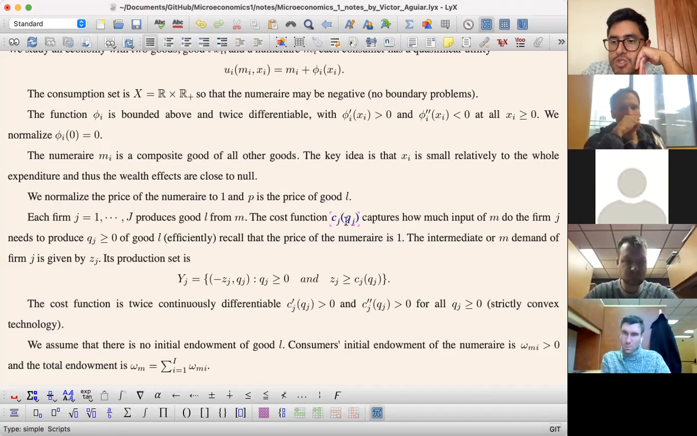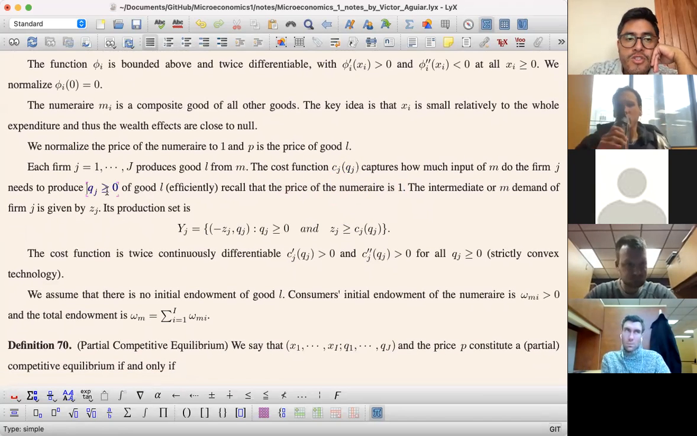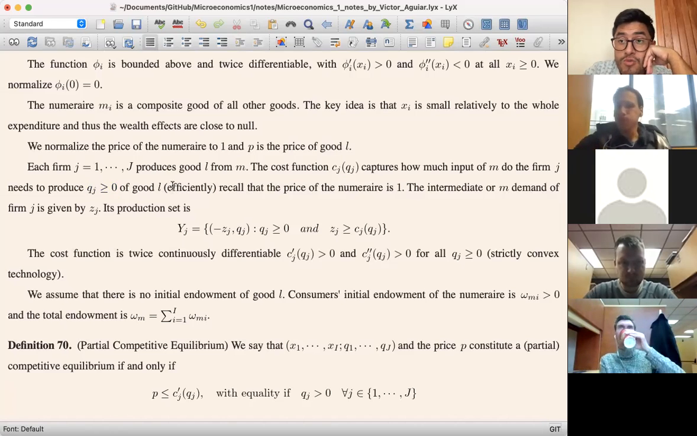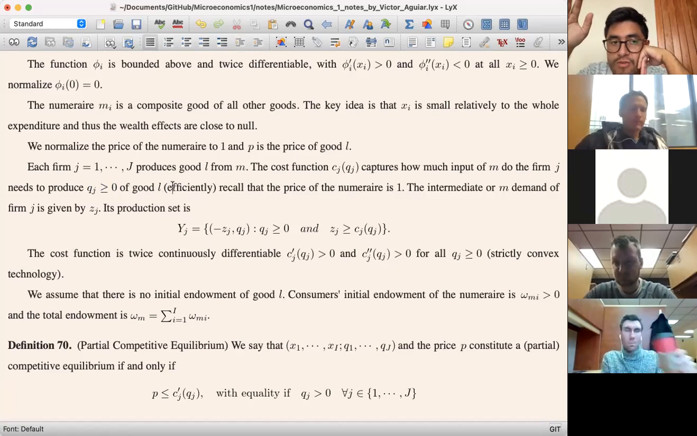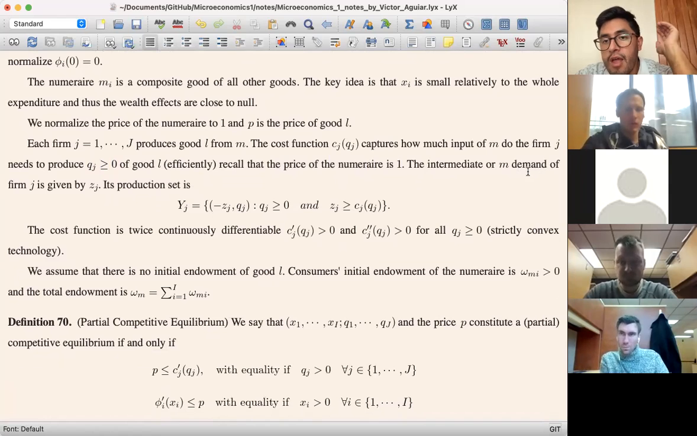So Qj captures the quantity of corn produced by firm j. Okay, so essentially, right, this is the production that is going to be assumed to be efficient. So this is already the result of cost minimization. And then the intermediate good M demand of the firm j is given by Zj, right? So this is just to connect to the theory of the firm chapter.